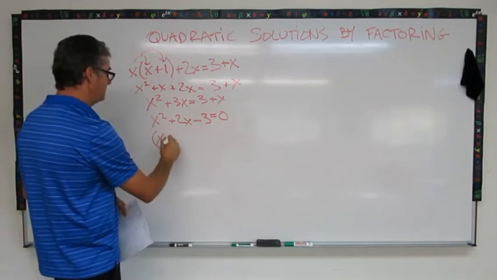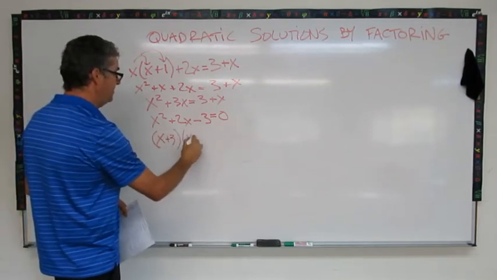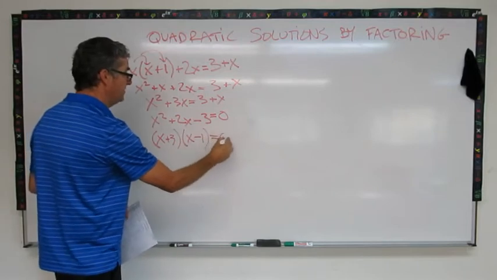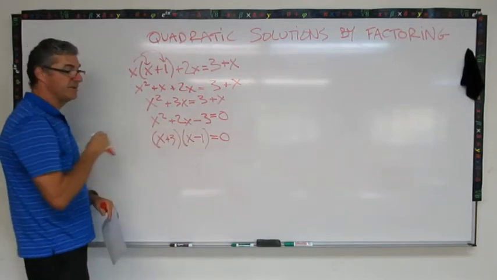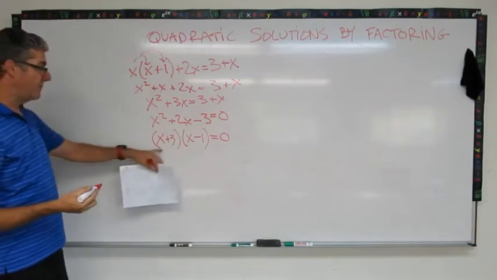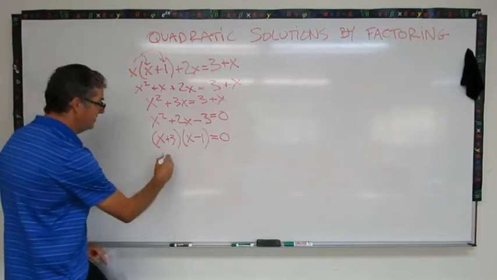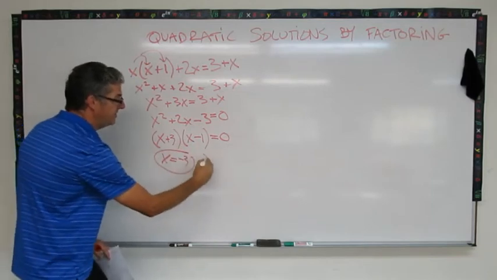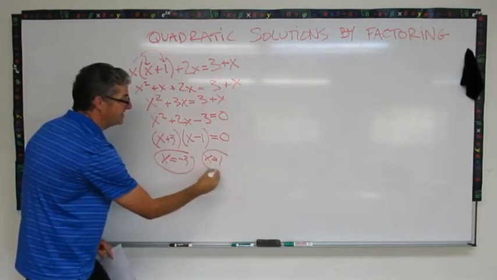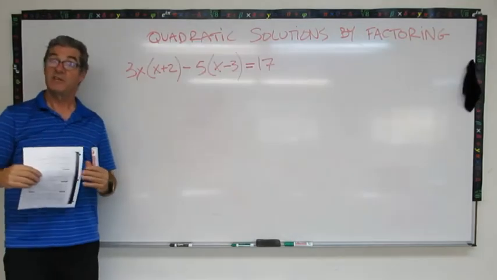X plus 3 times x minus 1 equals 0. These guys multiply to negative 3, they add to positive 2. So now you can see the solution's coming pretty quick here. This one's going to be x equals minus 3, that's one solution. And this is going to be x equals 1, that's the second solution. Okay, let's give you one to try.